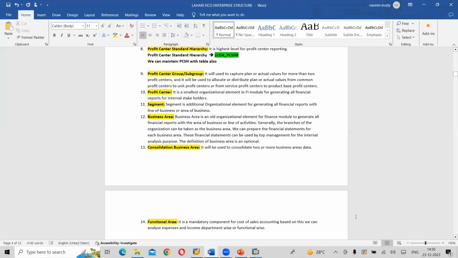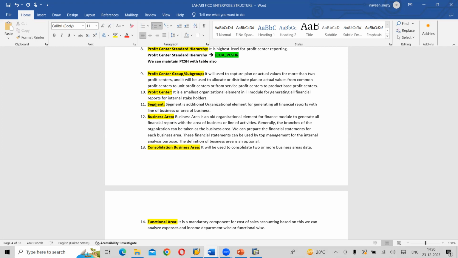Fine. Great. So next, we have seen, as I said, that profit center is the smallest organizational element. In the FI module, as I said, it will record both revenues and expenses, generating all financial reports. Your profit and loss account, trading account will be generated as per segment, profit center wise. Clear? Next, we have a concept called segment. As I said, earlier it was a replacement for business area. Now 99% of clients are using both business areas and segments.